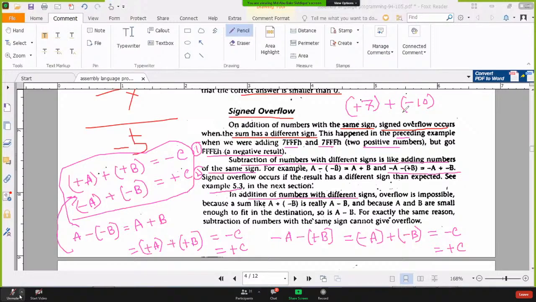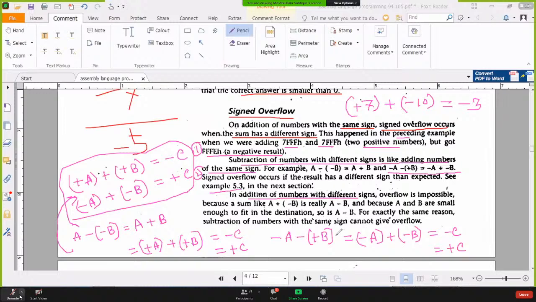Because if we add numbers with different sign, you will always get a smaller result. For example, you get the result -3, which is smaller. So in addition of numbers with different sign, overflow is impossible.